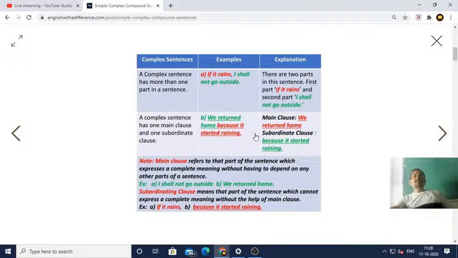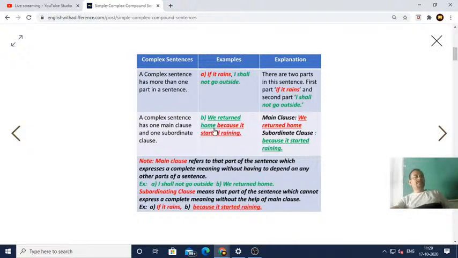Therefore, "because it started raining" depends very much on the sentence "we returned home." Therefore, "because it started raining" is called subordinate clause, and "we returned home" is called main clause, because it is not depending on any other part of the sentence, but "because it started raining" depends on the first part of the sentence, which is "we returned home."